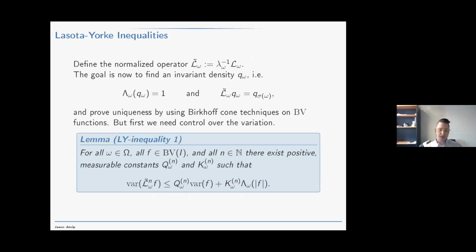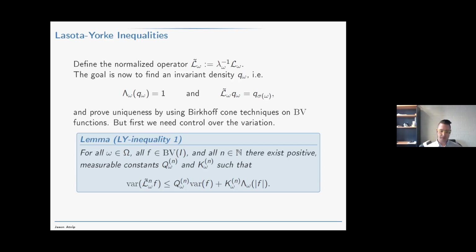Now, with these main assumptions, like I said before, our first step in getting the uniqueness of our invariant densities and invariant measures is going to be to prove a Lasota-Yorke inequality. We're going to define our normalized operator, L tilde, where L omega tilde is going to be rho omega inverse of L omega. And we want to find our invariant density. Density here means density with respect to our functional lambda, so I want lambda omega q omega to be equal to 1. And invariant with respect to this normalized operator means that L omega tilde of q omega is equal to q sigma omega.